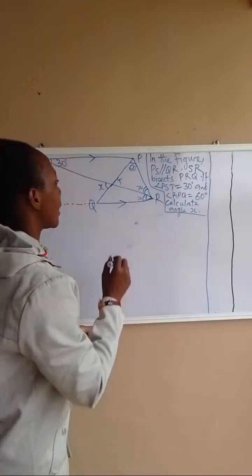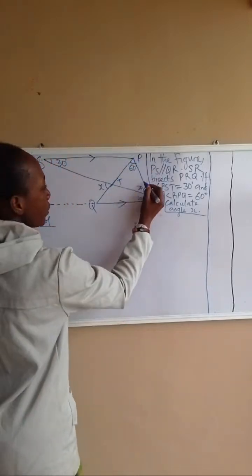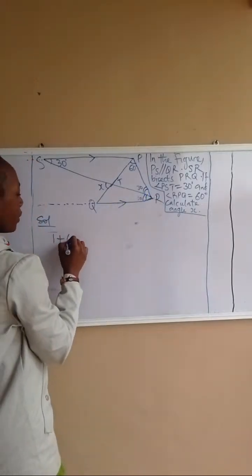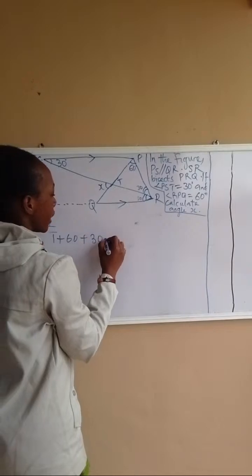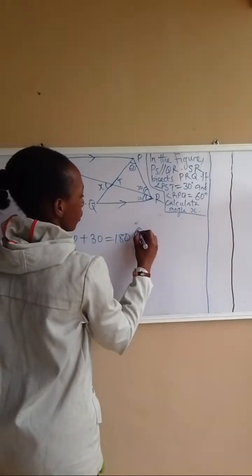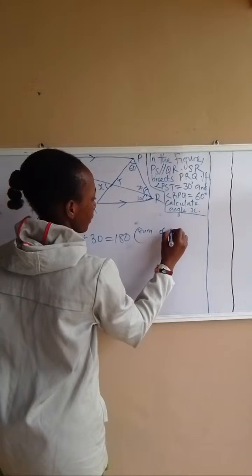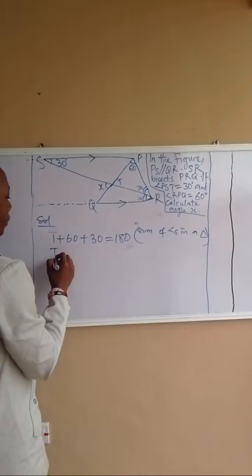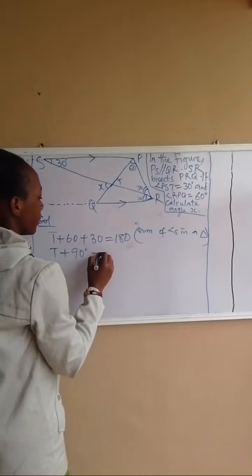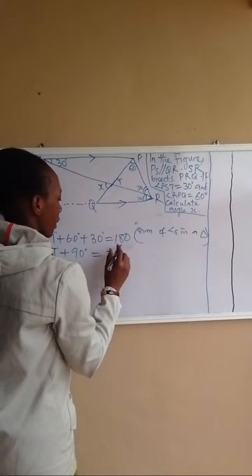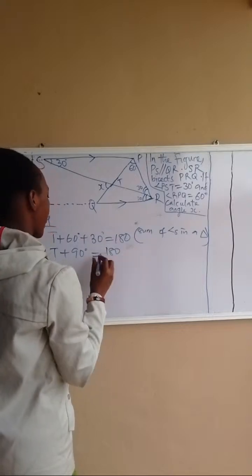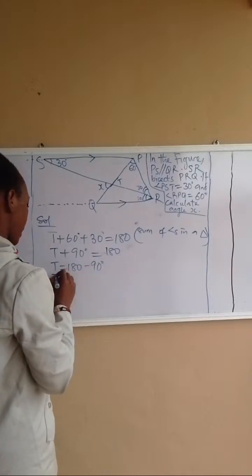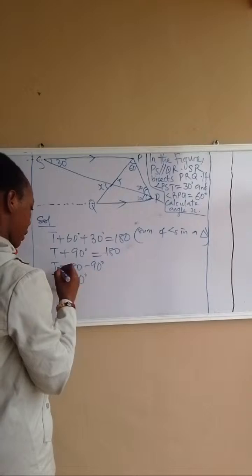So let's go. Let's find t. Now this is a triangle that it makes, 60 and 90. So we say t plus 60 plus 30 equals 180. Sum of angles in our triangle. Now this will give us 90 degrees equals to 180. When we collect like terms, we have t to be 180 minus 90 degrees. T is equal to 90 degrees.